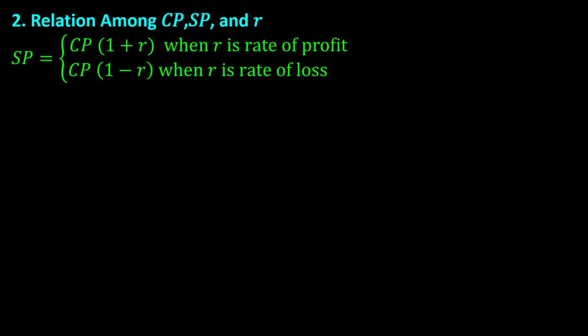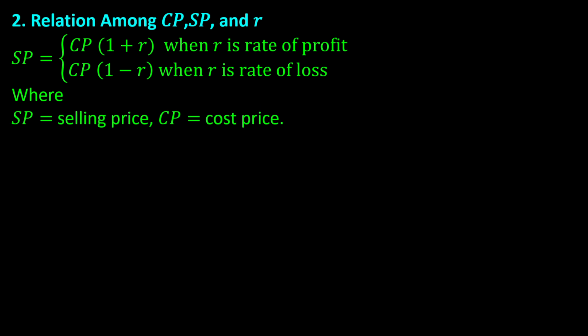That means when R denotes the rate of profit, we use the plus sign, and when R denotes the rate of loss, we use the minus sign. Here SP is the selling price and CP is the cost price.